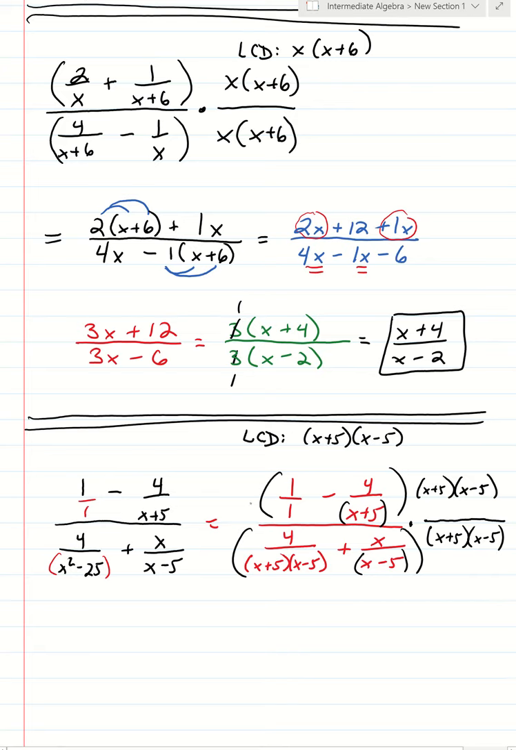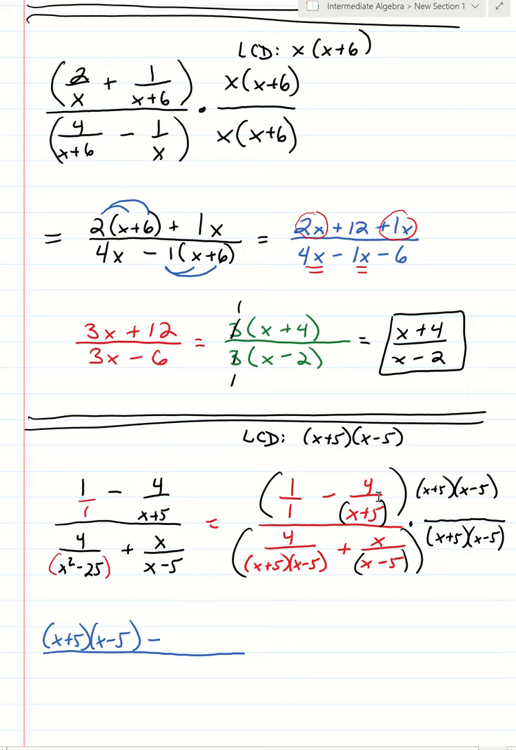When I multiply the number 1 with the lowest common denominator, we're going to get the lowest common denominator, x plus 5 times x minus 5. That's what we got when we multiplied the 1 with the lowest common denominator. Then there's a minus sign, so let's put that in.